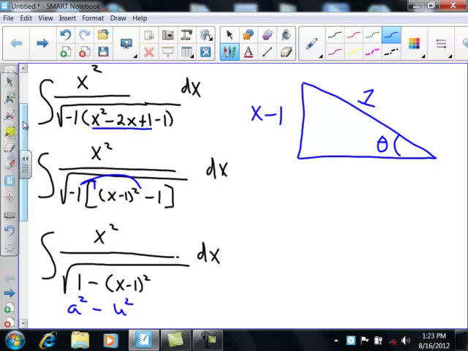Alright, so that leads me to finding my adjacent side from theta, which is going to be, using the Pythagorean theorem, the square root of 1 minus x minus 1 squared.